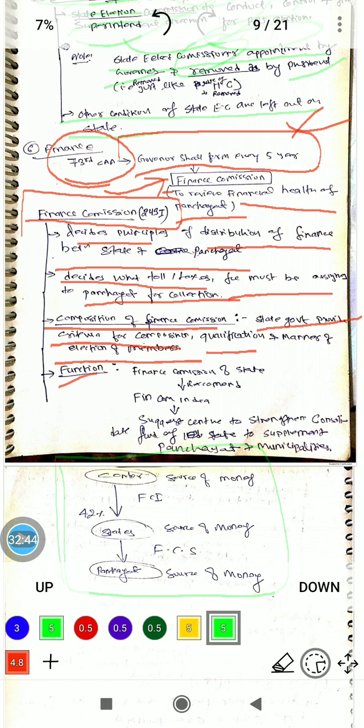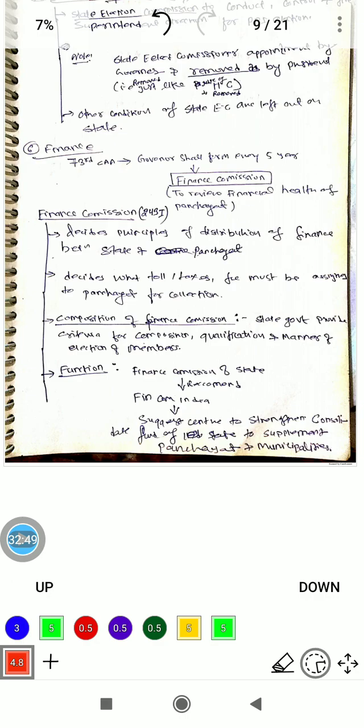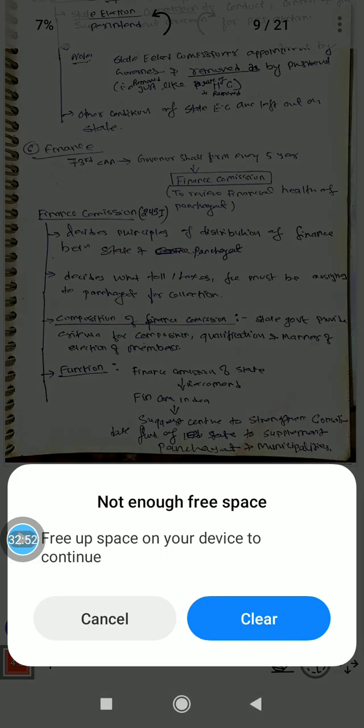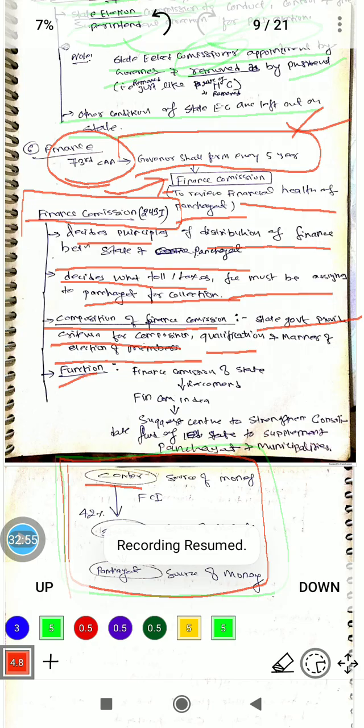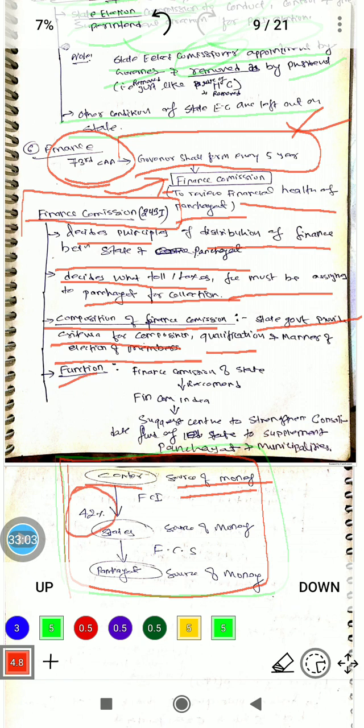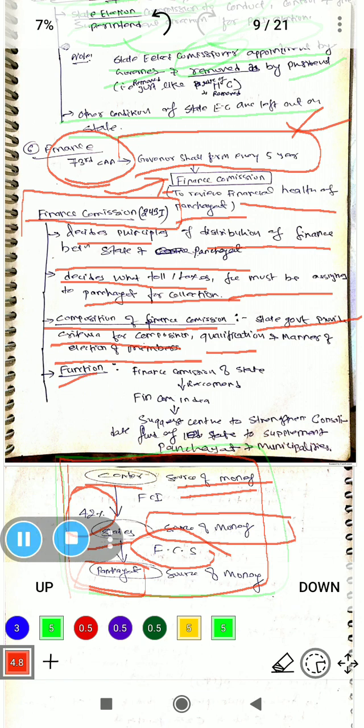If you look at this diagram, you will see the center is the source of money. The center will allocate the 42% vertical devolution to the different states in India, and the state will again be the source of money. Now how much money the state will distribute to the panchayat will be decided by the finance commission of the state. So this is the function of the State Finance Commission.